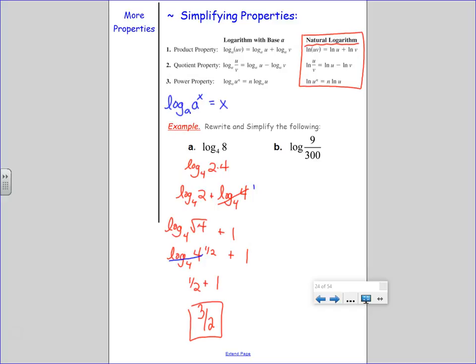That makes sense? So log base 4 of 4 to the 1 is 1. Log base 4 of 4 to the 1/2 is 1/2. It's whoever's in the power. And if it's not written, it's an understood 1. Good? Okay, now, next one.